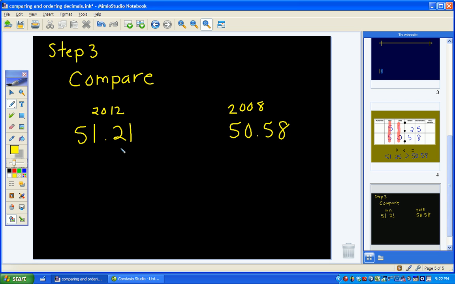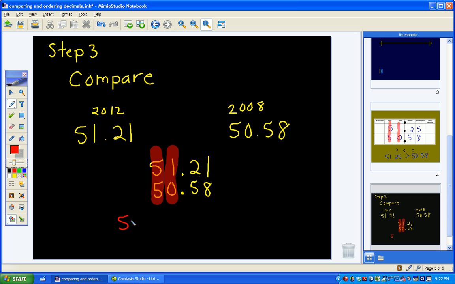According to our steps, I line up the decimals, so I'm going to rewrite these two numbers. And I've lined up my decimals. Do y'all see that? Now I'm going to compare. They both have 5. In the tenths place, here's my difference. I have a 1 and a 0. So 51 and 21 hundredths of a second is greater than 50 and 58 hundredths of a second.